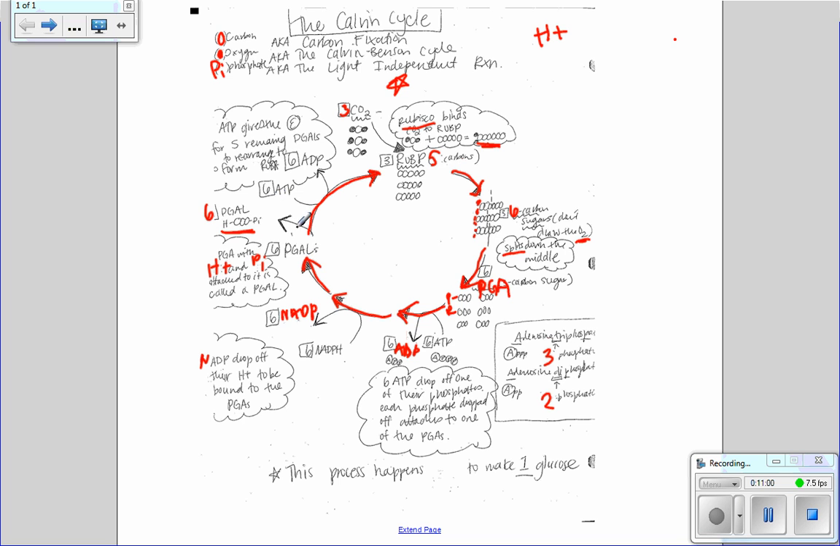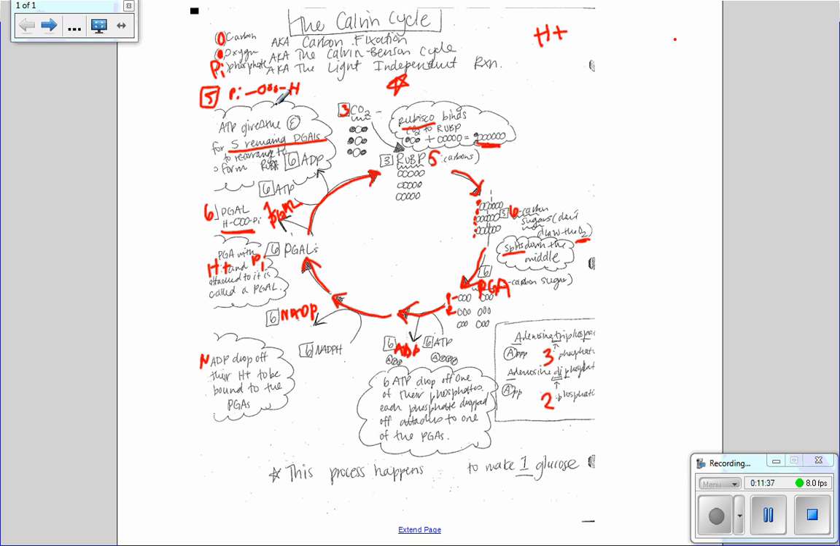Next to this arrow where things are leaving, you say 1 P-gal, because 1 P-gal leaves, which means that we're left with 5 P-gals. Remember that P-gals are 3-carbon molecules with a phosphate and a hydrogen attached. They're not necessarily attached like this. The molecule is more complex than this, but this is just the way we're drawing it for simplicity's sake. So we have 5 of these left.